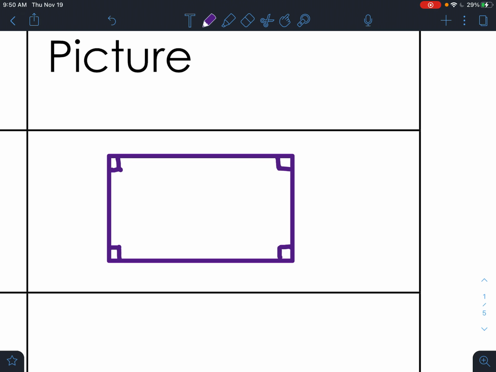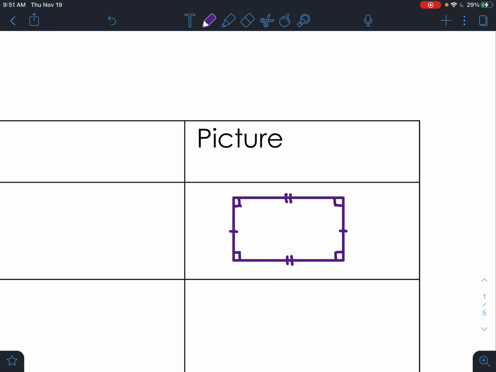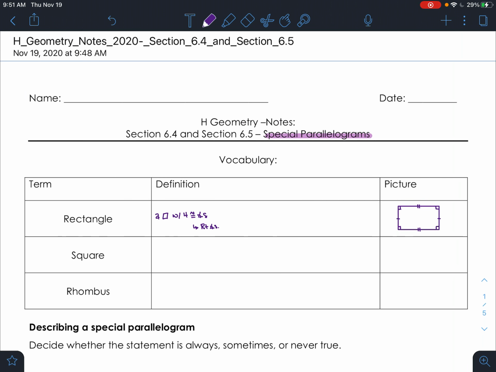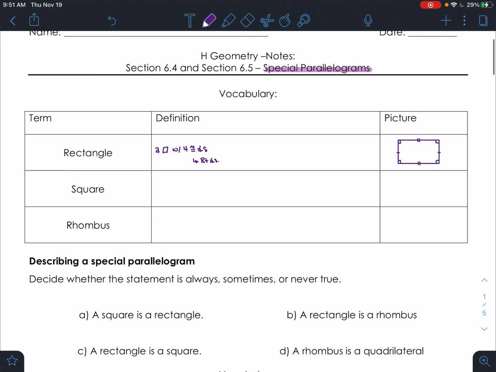And so if you would think about what you know about rectangles, a lot of students will say, well, we know that the opposite sides are congruent. And that's true, but the reason why that's true is because it's a parallelogram. So again, those 7 properties of parallelograms are also true about rectangles, okay? All right, now I'm going to skip over square and go to rhombus.